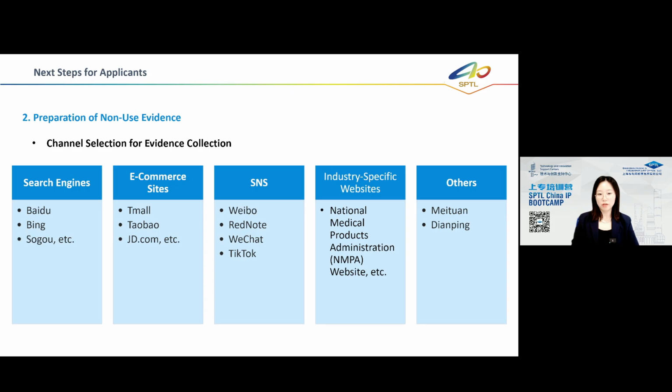Here are some examples of channels for evidence collection. We can use Baidu.com, Bing, or Sogou.com as search engines. For example, we can use Tmall, Taobao, and JD.com to search whether the trademark was commercially used on e-commerce platforms. Available social media searches include Weibo, Rednote, WeChat, and TikTok, etc. We can also use industry-specific platforms such as the National Medical Products Administration website for searches on pharmaceuticals. If the trademark is registered on restaurant services, we may search websites like Meituan, Dianping, and so forth.